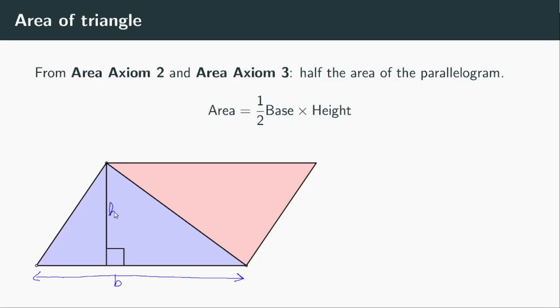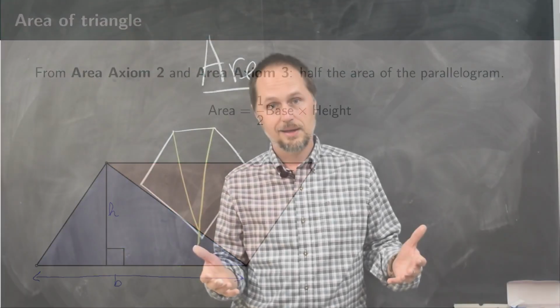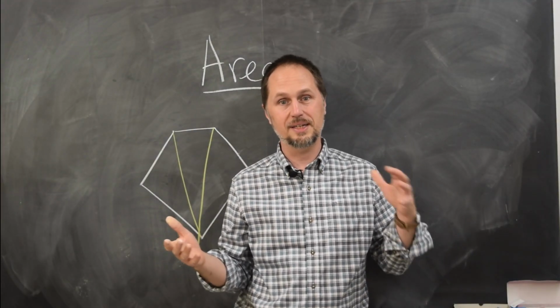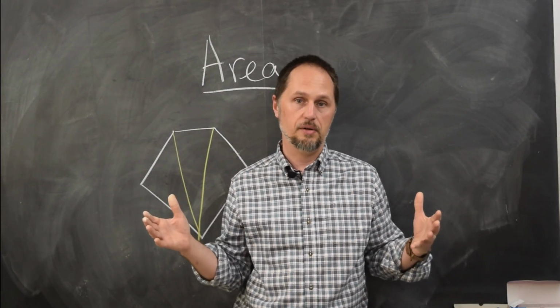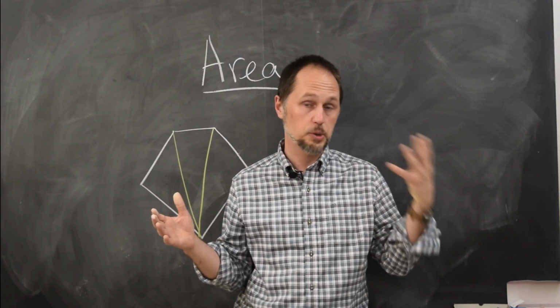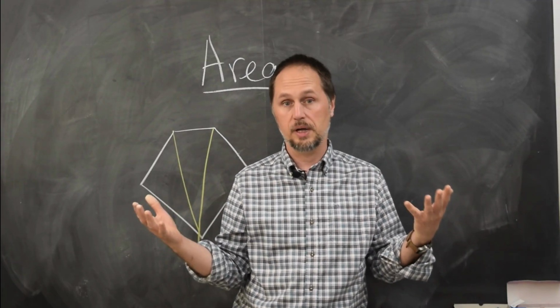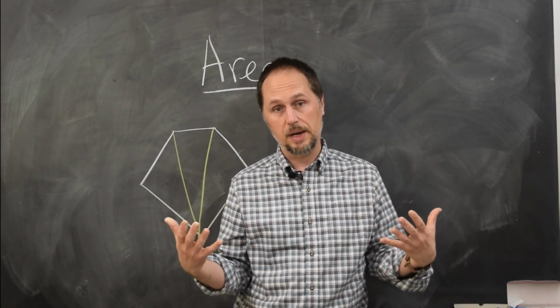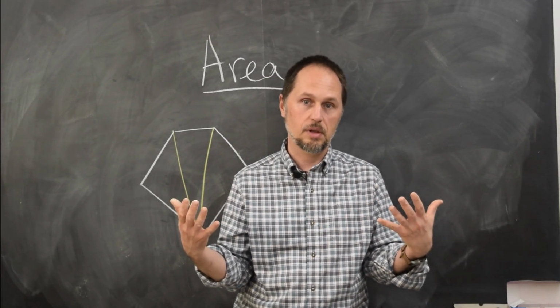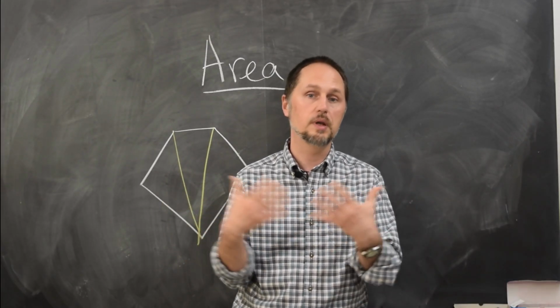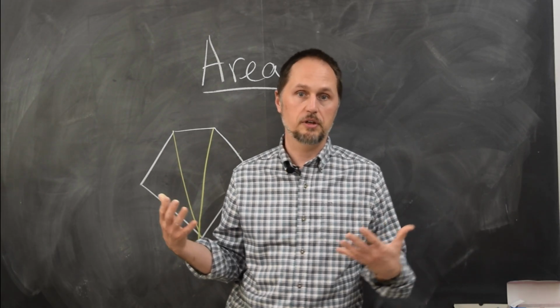And this guy is the height h. Okay, so now we've seen how we can use our axiomatic system to make sense out of the area of both a triangle and a parallelogram. So now let's think about worse shapes. I don't mean necessarily a value judgment of worse, but shapes that don't fit into our framework.